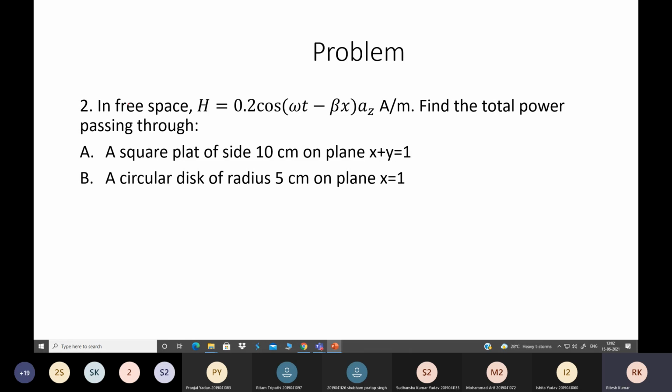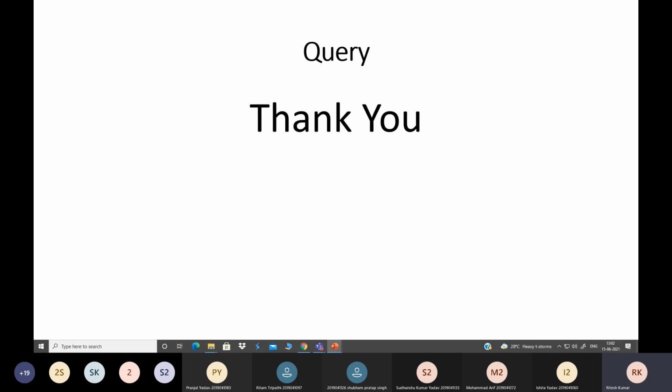In free space, we have H equal to this one. Find the total power passing through a square plate of 10 centimeter on the plane x plus y equal to 1, and a circular disc of radius 5 centimeter on the plane x is equal to 1. Same, using the same method you can solve this.